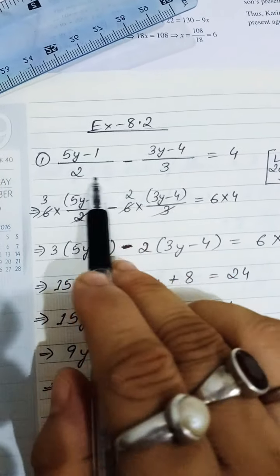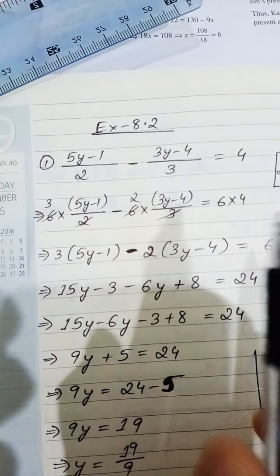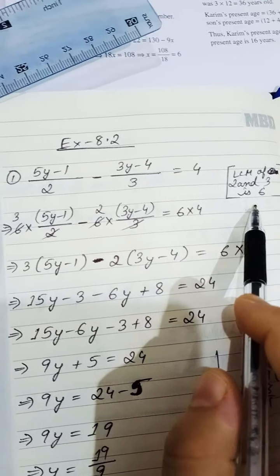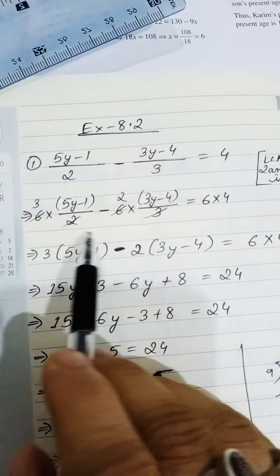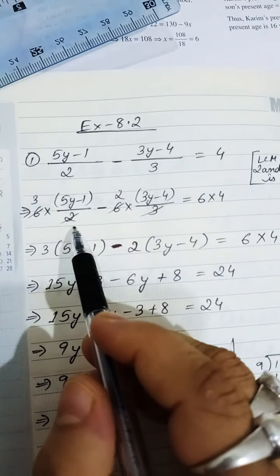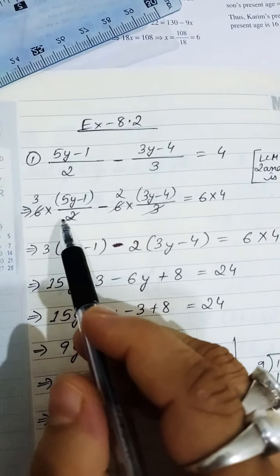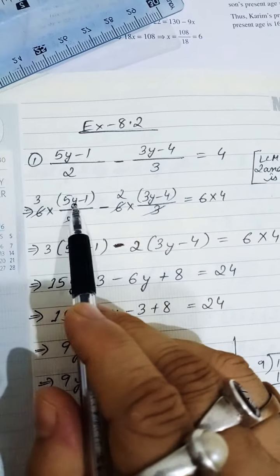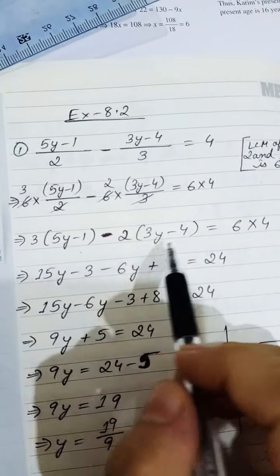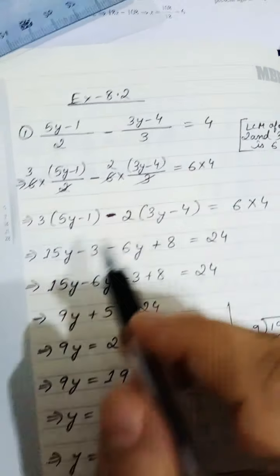Either you do this one first by taking the LCM and then continuing, or you find the LCM of these two numbers, that is 2 and 3, LCM is 6, and multiply each term by that LCM. So since the LCM is 6, I have multiplied each term by 6. 6 into this, 6 into this is equal to 6 into 4. When I multiply, 2 1 is 2, 2 3 is 6, 3 1 is 3, 3 2 is 6, and 6 into 4. So 3 will be multiplied with this, 3 into 5y minus 1 minus 2 into 3y minus 4. And then we continue with the distributive property.